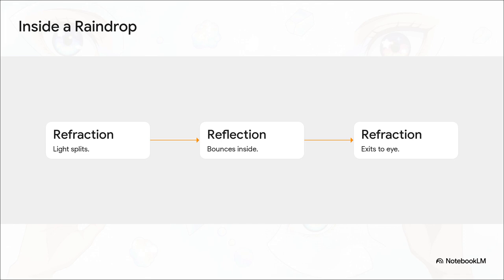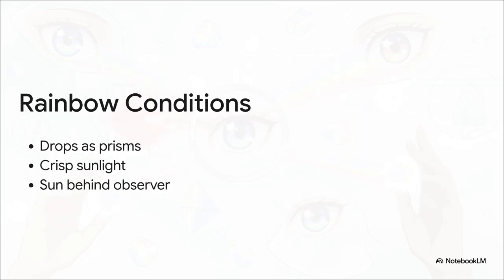Second, instead of just passing straight through the back, the light hits the inside back wall of the raindrop and actually bounces off it. We call that internal reflection. Finally, the light refracts one last time as it exits the front of the raindrop, beaming those beautifully split colors directly down to your eye. But the geometry of a rainbow is incredibly strict. It's not some physical object floating in the sky that you can just walk up to. To see one, you need millions of microscopic raindrops, you need crisp sunlight, and here is the absolute kicker.